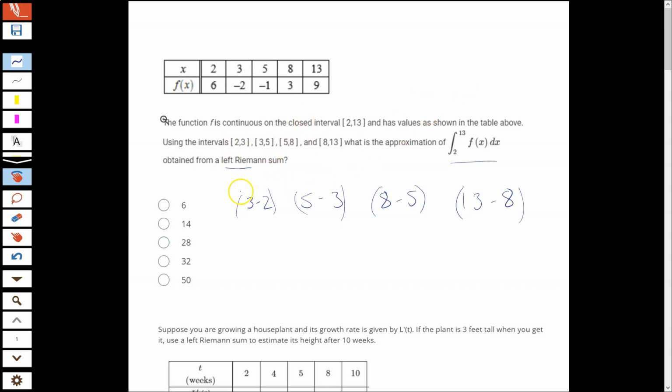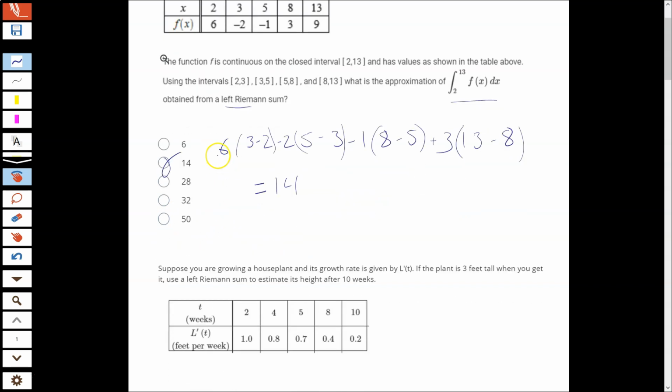And we're making rectangles, so the other thing we need to find the area of our rectangle is our heights. And we are using a left Riemann sum, so we're going to use the leftmost x for each of these. So I'm going to say for my first interval I'm going to use 6, then -2, then -1, then 3. And notice I don't use 9 here. Okay, and then we are just going to do that math. And I'm going to trust that you can punch that into a calculator on your own. And the result here is 14.